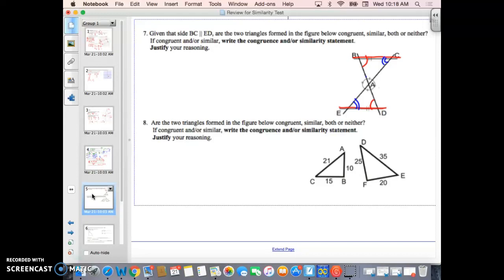So the congruence statement would be angle, angle, and you could say that triangle BCA is congruent to, er, similar to triangle, B matches with D, C matches with E, and A matches with A.